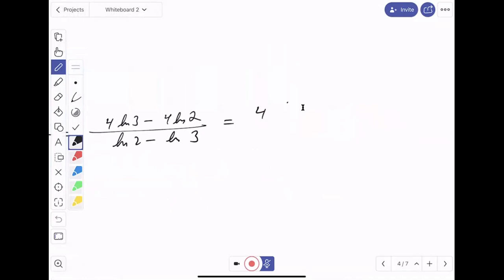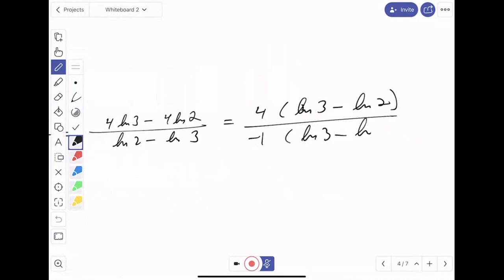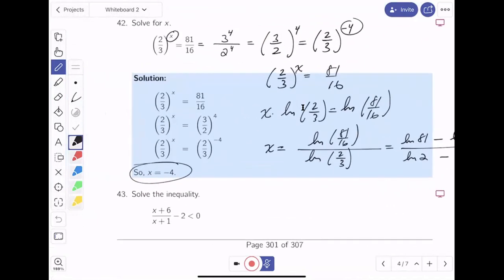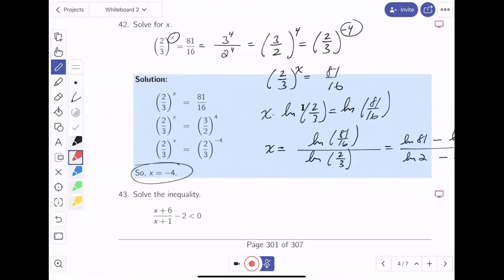Factor 4 out, what do you get? ln 3 minus ln 2. Factor minus 1 out, you get ln 3 minus ln 2. What's nice about this? It cancels off. What are you left with? Minus 4. Did we know that? Of course we did. We did that in the beginning. I find this to be much easier to do, but you could do it by other methods.